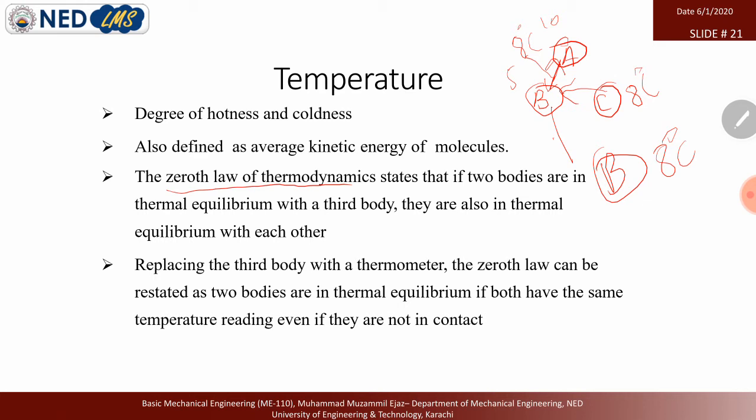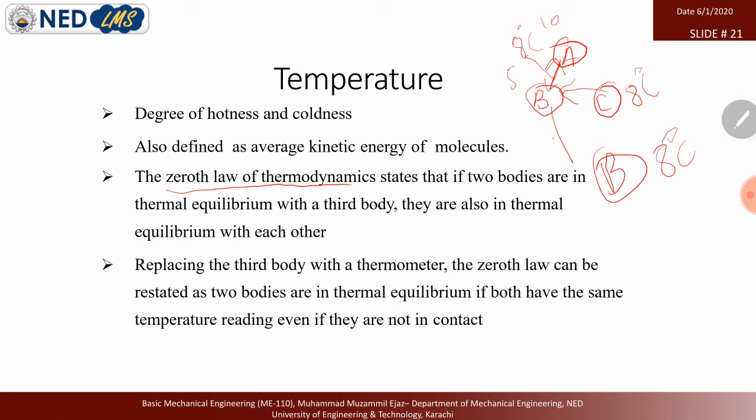These are the statements of the zeroth law of thermodynamics. Let's recall them again and then you can easily understand. It states that if two bodies are in thermal equilibrium with a third body, they are also in thermal equilibrium with each other. So all these bodies are in thermal equilibrium with each other. Replacing the third body with a thermometer, the zeroth law can be restated as: two bodies are in thermal equilibrium if both have the same temperature reading, even if they are not in contact. So bodies B and C are not in contact, but still they are in thermal equilibrium.